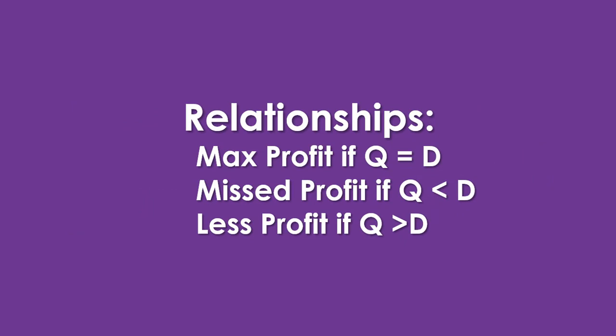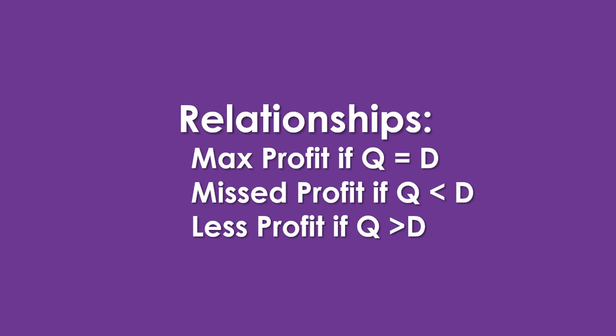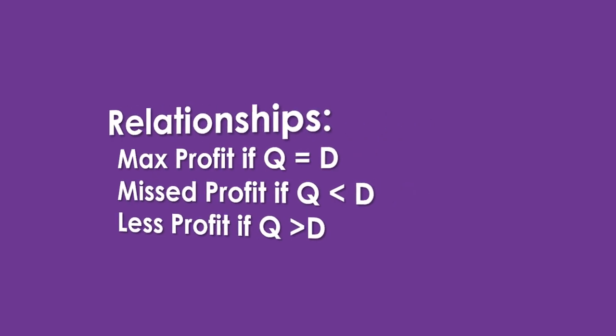If he knew the demand D, then he should buy Q equal to D, which will give him the max profit. If Q is less than D, then he is missing some of the profit because he could have sold papers, but he didn't have the papers to sell. If Q is greater than D, then he must sell the papers at a loss, and thus he will lower his profit. So let's build this model in Excel.